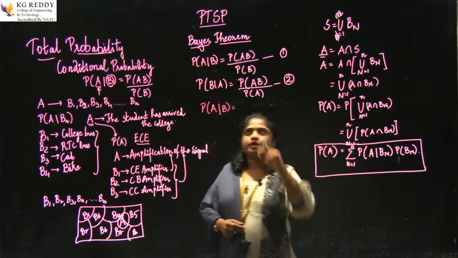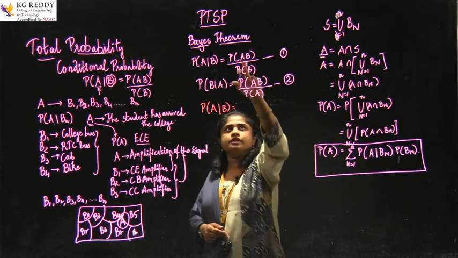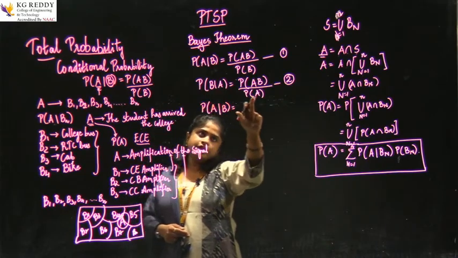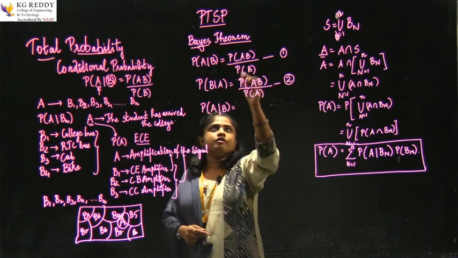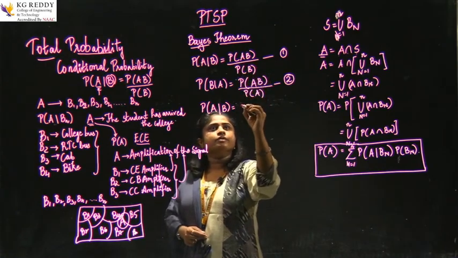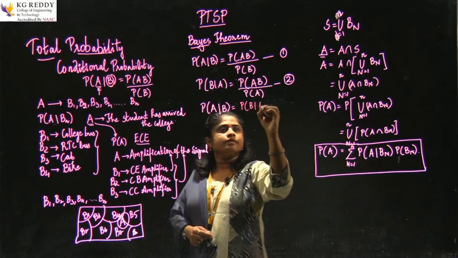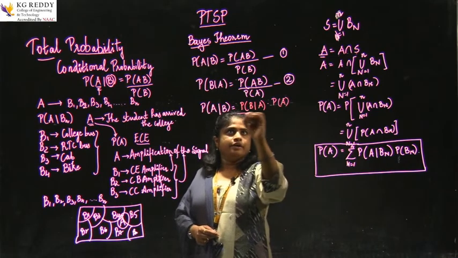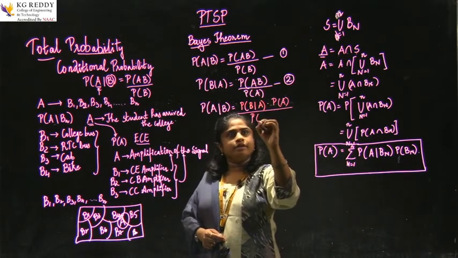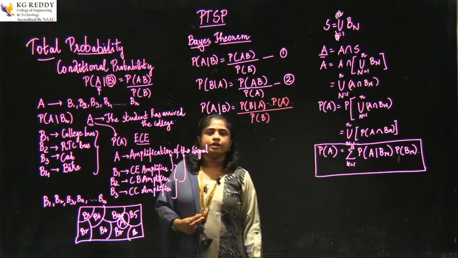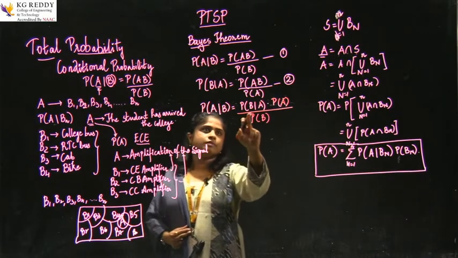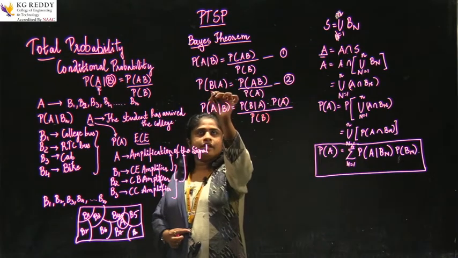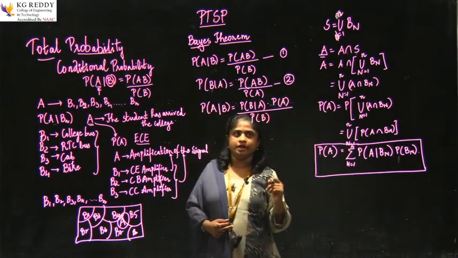So, probability of A by B will be equal to, in the place of probability of AB, I will substitute this probability of B by A into probability of A, divided by the same thing, probability of B. Probability of A by B is equal to probability of B by A into probability of A divided by probability of B.